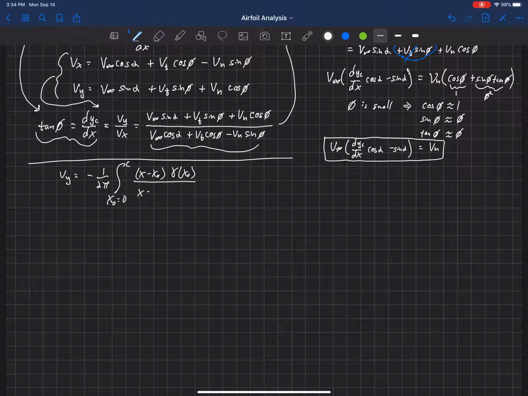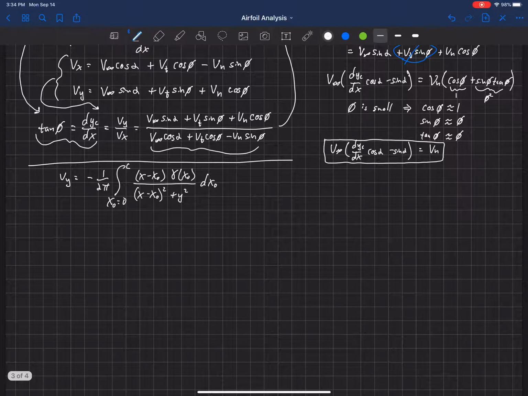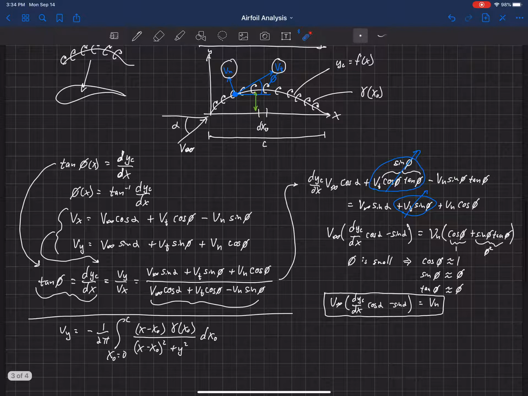And then (x minus x naught) squared plus y squared, dx naught. Okay, so this is the velocity in the y direction at any point. We can plug any point in x or y relative to this vortex sheet that is lying on the x-axis, okay? And we can get the velocity in the y direction.